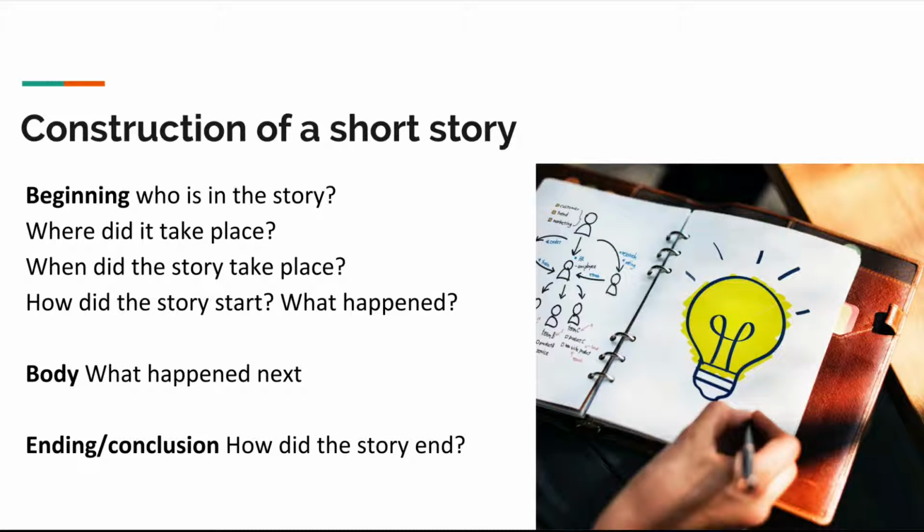It starts off with an introduction that gives us a clue about things like who is in the story, where did it take place, when did the story take place, how did the story start, and what happened. This can give us an insight into things like a memory, a thought that kicks off the story, or the beginning of an event. This is a critical part of the story, as it is supposed to catch the reader's attention and make them want to keep on reading.